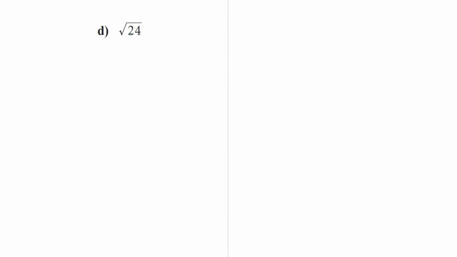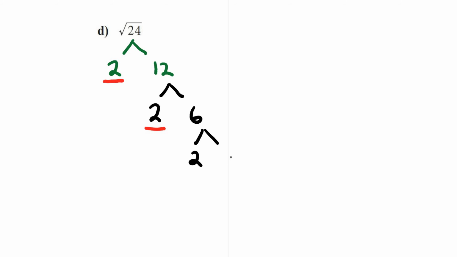For method number 2, you could break this down using a tree diagram. I'll use 2 and 12 to just kind of try two different numbers. Now 2 is a prime number, so I can stop there. 12, I can break that down to 2 and 6. This is a prime, so I can stop there. And then 6 can be 2 and 3. And that's a prime, and that's a prime. So I can stop breaking down my tree diagram.